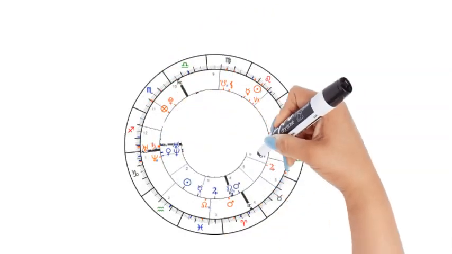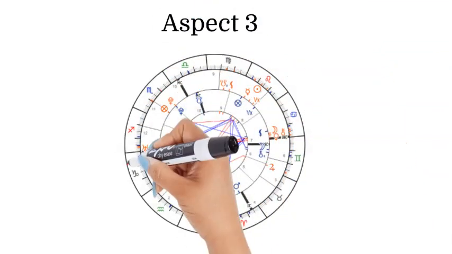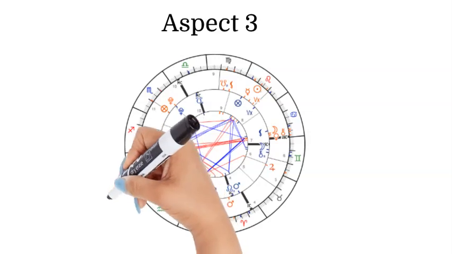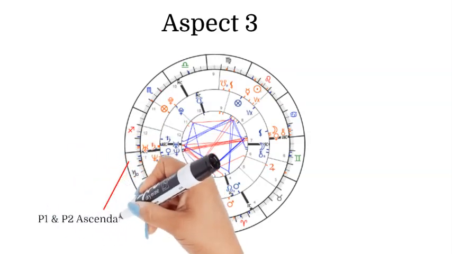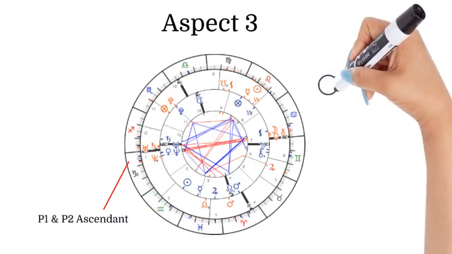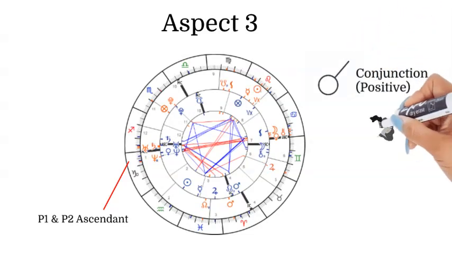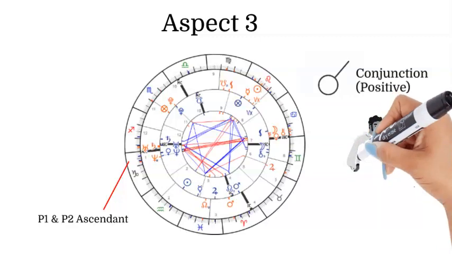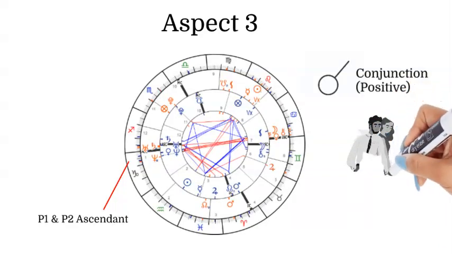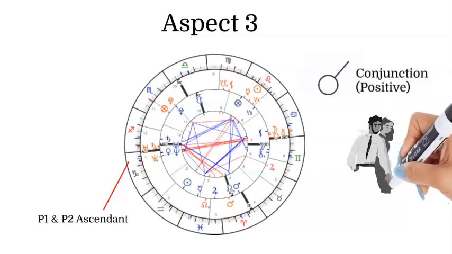Aspect number 3. Person 1 and Person 2's ascendant signs are in conjunction. This is a very beneficial and harmonious aspect generally. These two people will have a lot in common, have similar tastes, and present themselves similarly. They will feel a quick connection because of how similar they are, and will relate to each other tremendously.